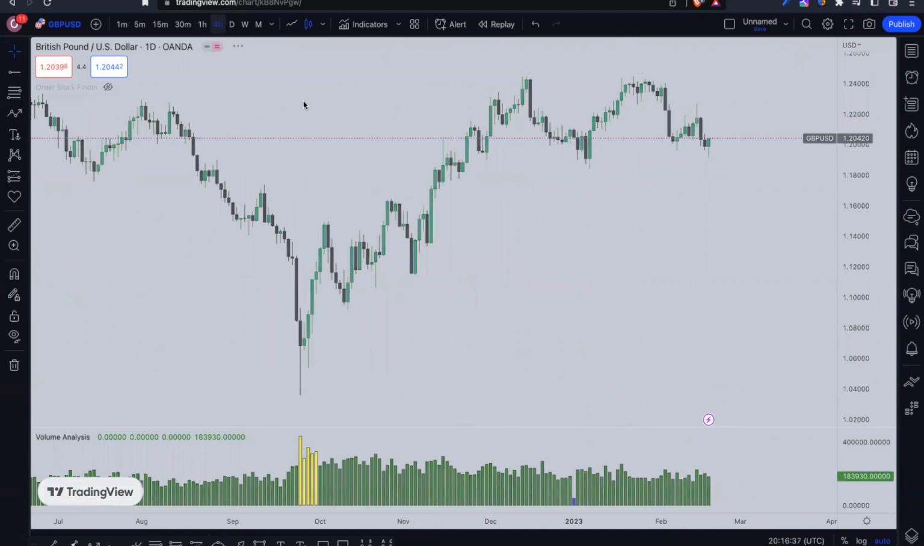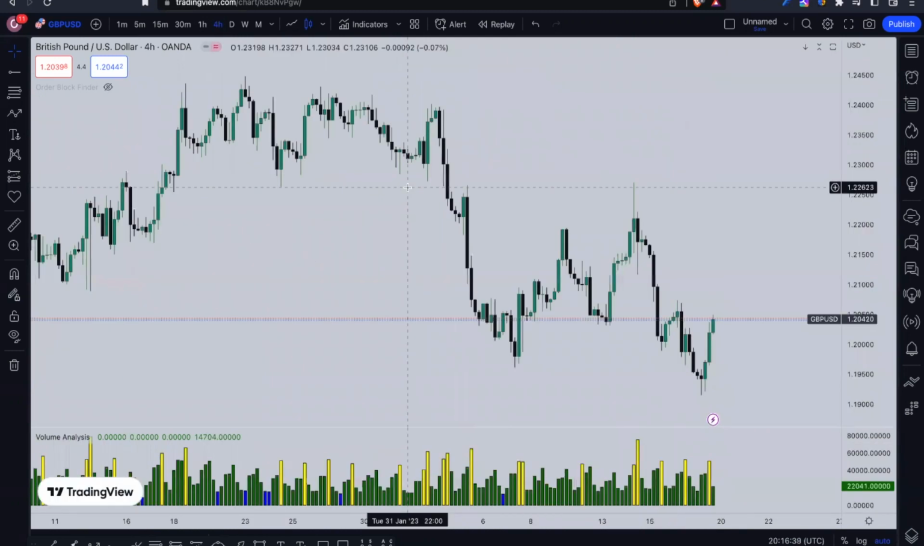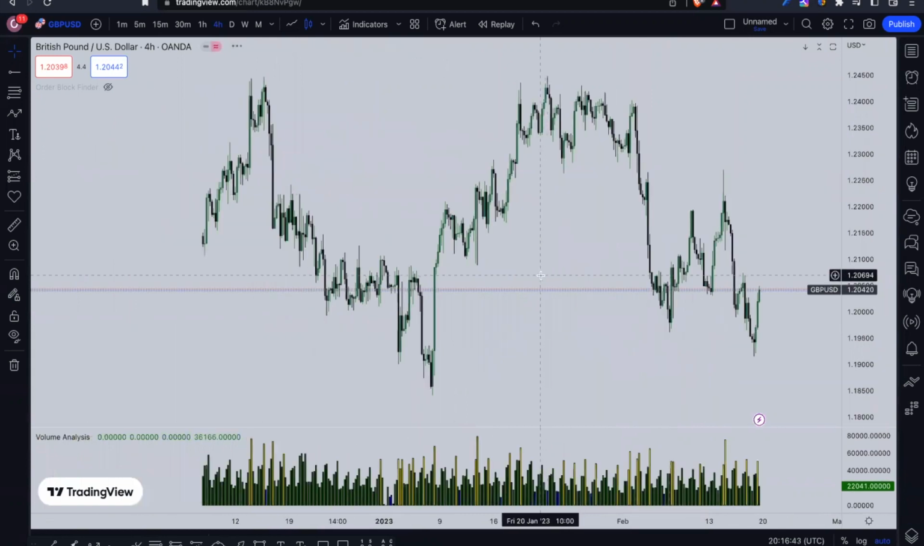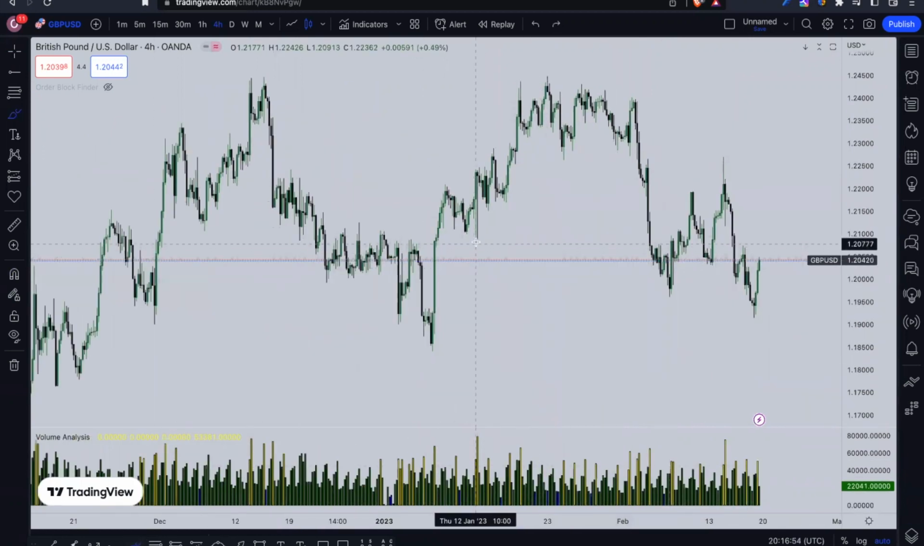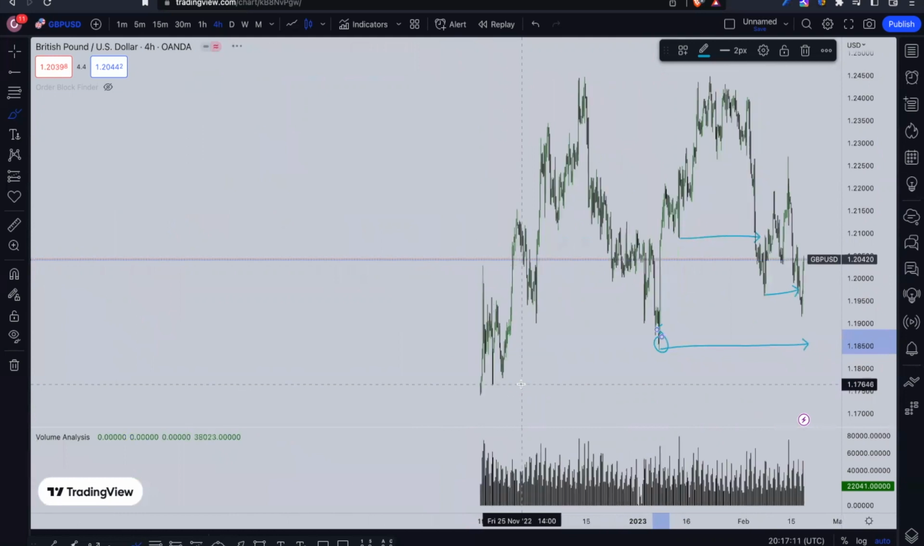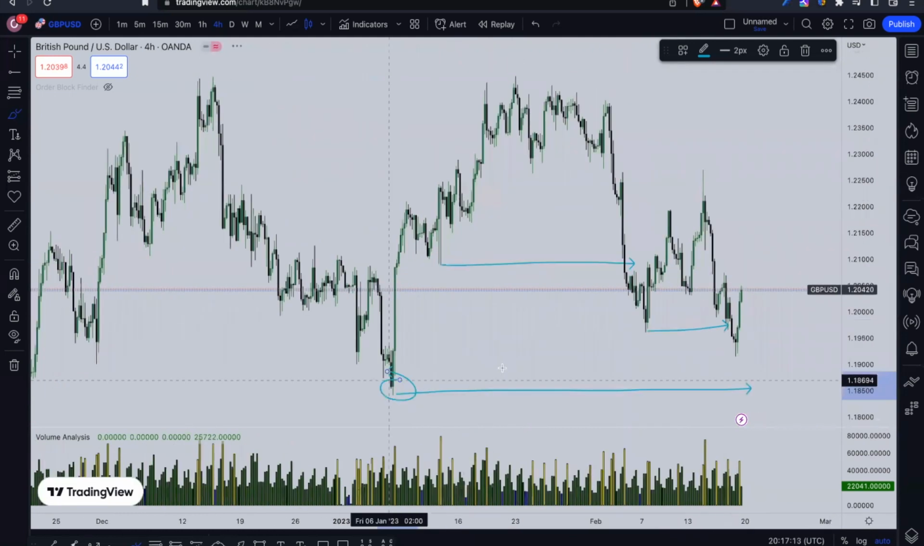Now we move on to the 4-hour time frame. On the 4-hour time frame, what do we see? We see major bearishness. We have taken out this low, and we still keep taking out lows, and we're heading towards this low. This is our daily target, and probably even lower than our daily targets.